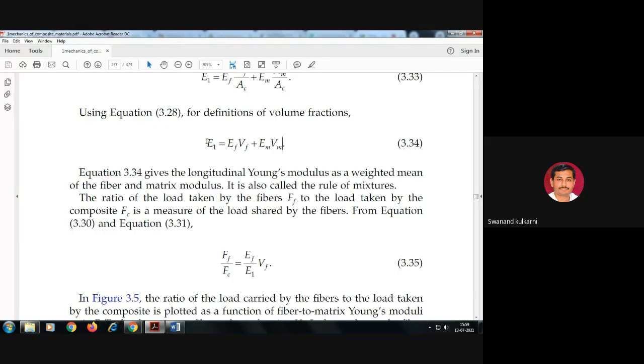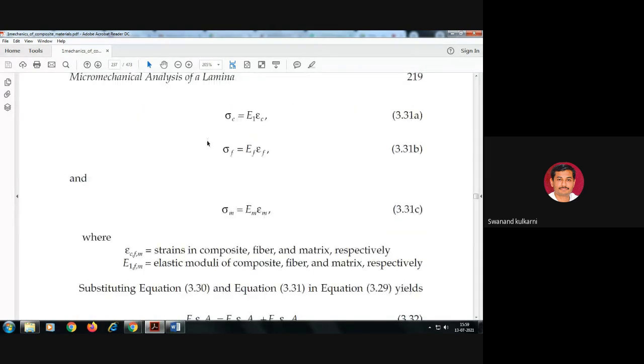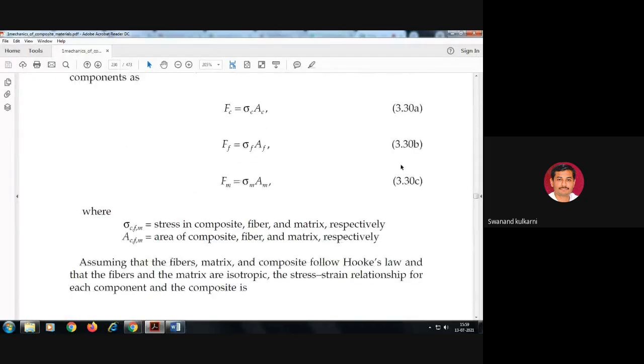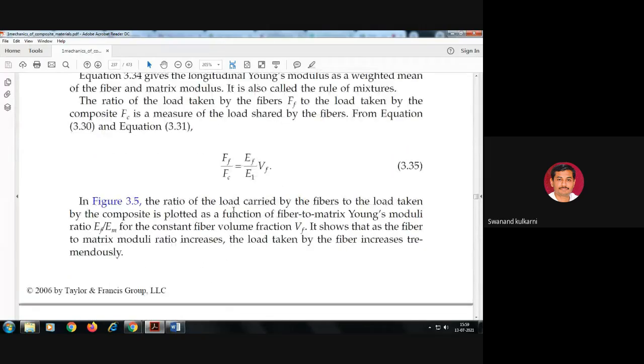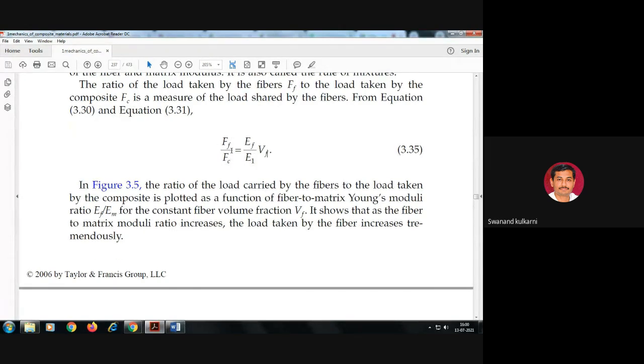Now we are going for the next equation, that is from equation 3.30 and 3.31. So what is 3.30? 3.30 is this ABC, and this 3.31 is sigma C, sigma F, sigma M. So here the force acting on fiber to the force acting on composite material is nothing but EF AF upon E1 AM. This is nothing but the volume fraction of fiber material. Is it okay? So that's why this particular equation is calculated here.